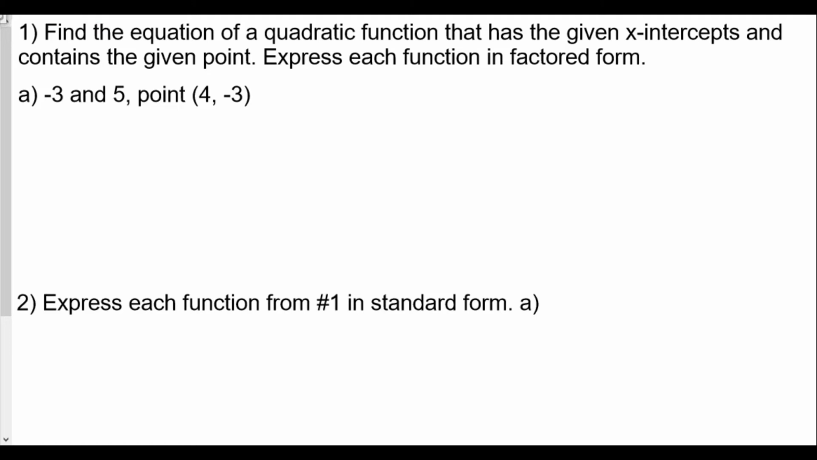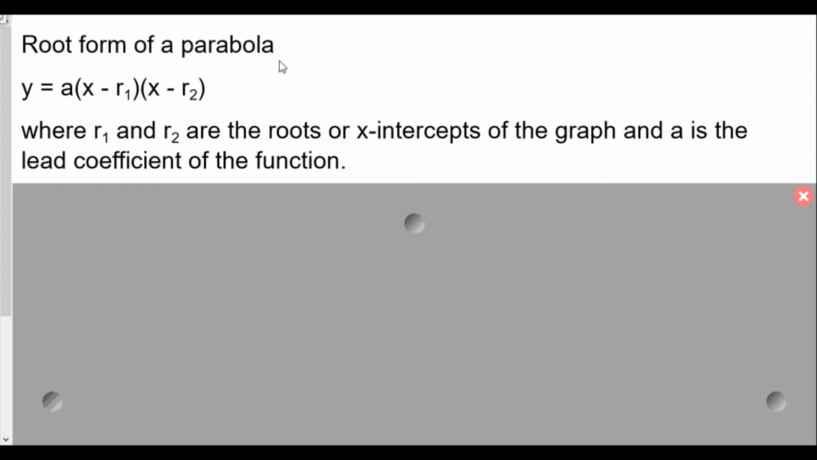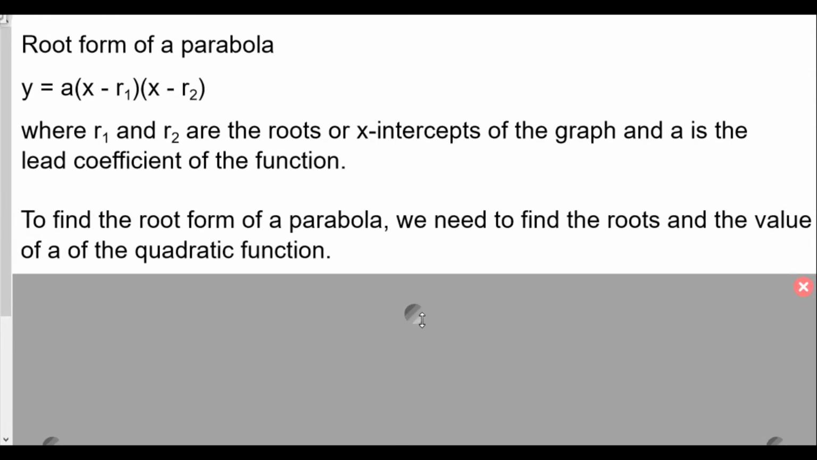So first off, let's talk about what the root form of the quadratic function looks like. The root form parabola is y equals a times (x minus r1) times (x minus r2), where r1 and r2 are the roots or x-intercepts of the graph, and a is the lead coefficient of the function. To find the root form parabola, we need to find the roots and the value of a. If they give us the value of a, we just plug it in, plug in r1, plug in r2.